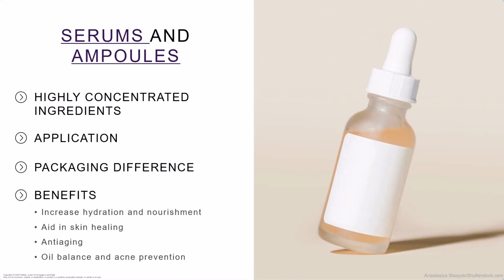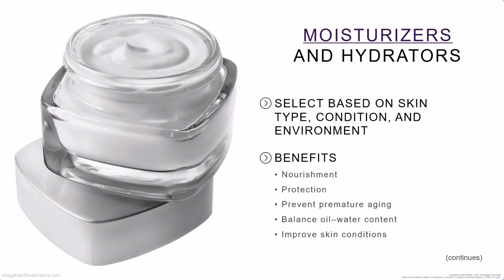The benefits is that they help increase hydration and nourishment to the skin. They aid the skin in strengthening, healing, and repairing. They are anti-aging. They can help exfoliate, brighten, and even out the skin tone. And then they also help balance oil production and acne prevention. And serums and ampules are typically where I would concentrate the most active ingredients in the routine for clients and for home care, just because they can kind of mix and match and then have like a basic moisturizer, basic cleanser typically.